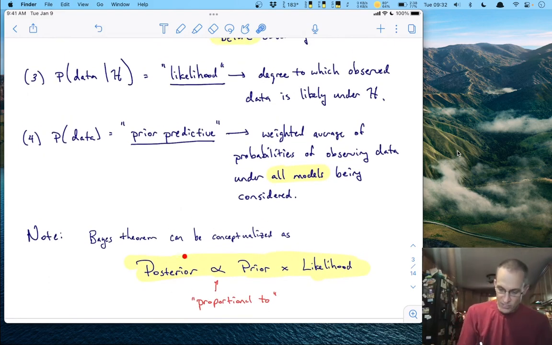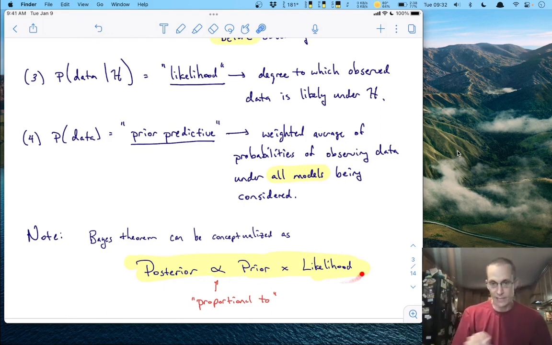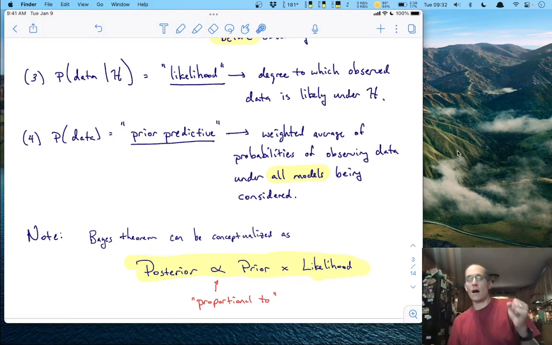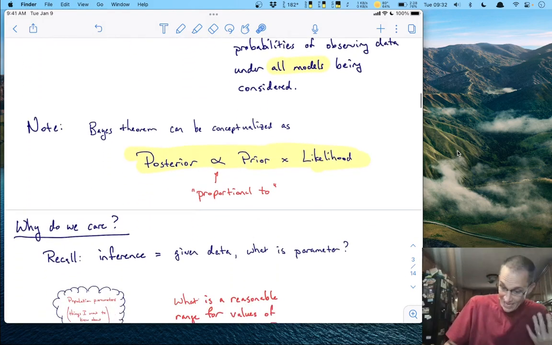It says that the posterior is proportional to the prior times the likelihood. And I say proportional to because it's not exactly equal, right? You've got to divide by that prior predictive thing. But throw that out, it's proportional to the prior times the likelihood. So that's the big concept. That's what Bayes' theorem gives us to do scientific inference with. So let's see what we can do with this. Why do we care, first of all?